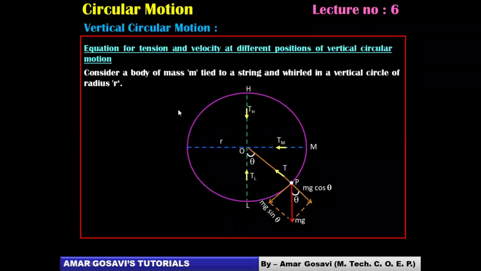Before we move ahead, I want you to quickly note down this diagram where the forces are being resolved, the force diagram for a position P where we are trying to analyze vertical circular motion, friends. Hopefully I've noted this down. Let's move ahead then.